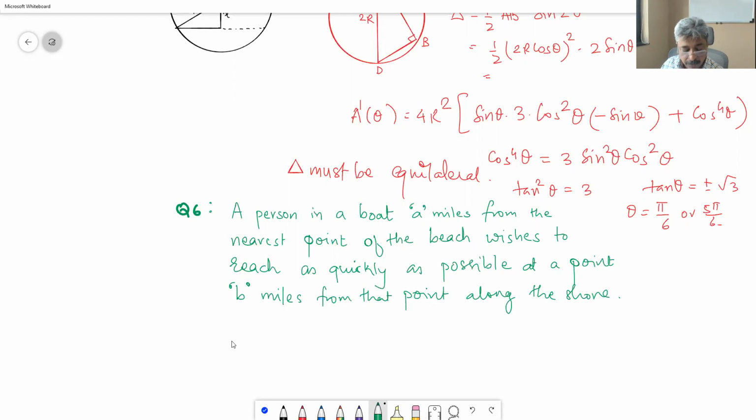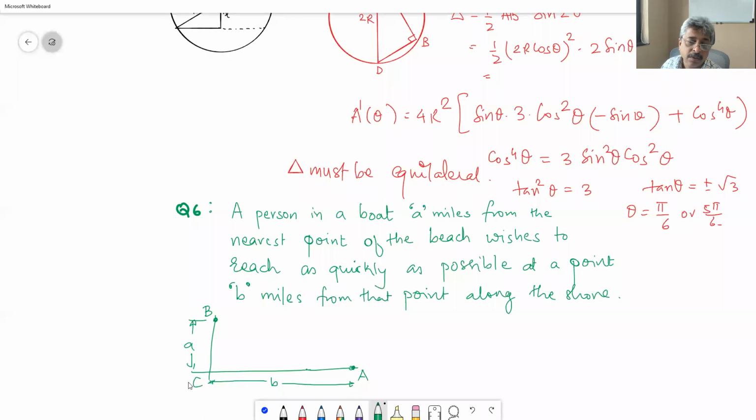Let me make it clear. So the setup is like this. This is A. The man is here and this is the shore. And he has to reach, say, point B. This is position B. This is position A. This A is B distance away from point C.